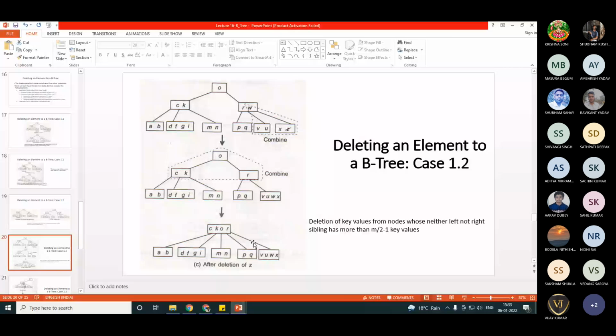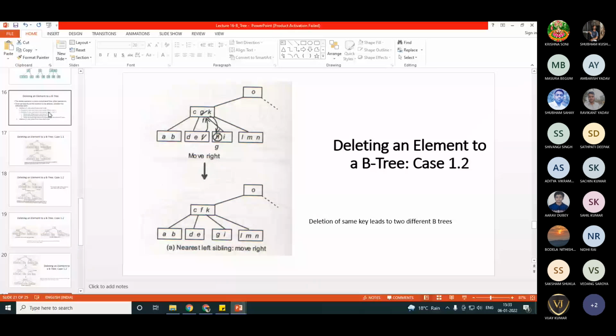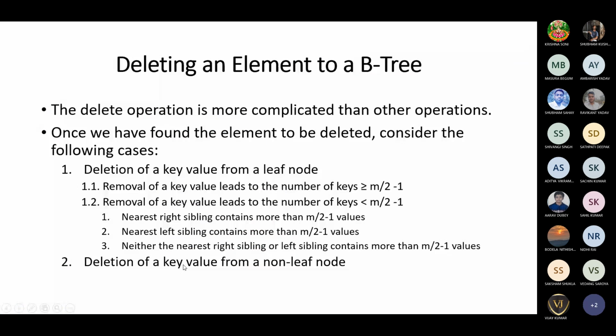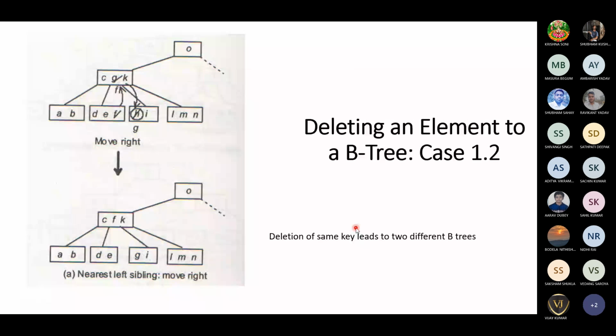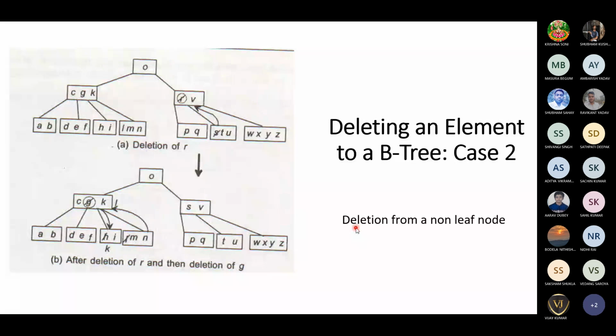Okay, so the last case is deleting a non-leaf node. The second part is deleting a value from a non-leaf node. How does it happen? That was case 1.2; this is case 2, deleting an element from a B tree, case 2: deleting a non-leaf node. Suppose you are deleting R in this node. When deletion happens from a non-leaf node, we can determine that the pointer value should not be null. We can determine the smallest value in the left subchild.